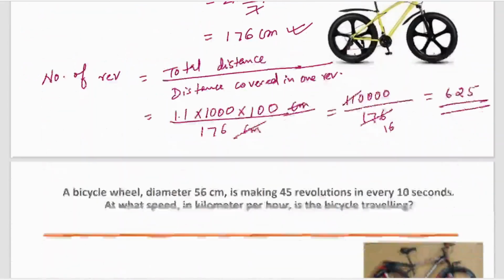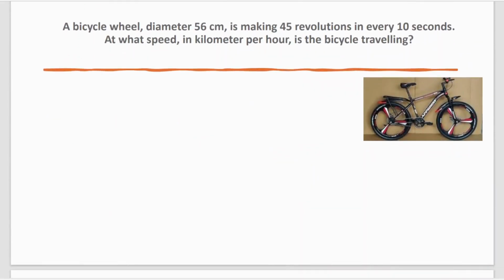Okay, next. A bicycle wheel of diameter 56 centimeter is making 45 revolutions in every 10 seconds. At what speed in kilometer per hour is the bicycle traveling? See, again we have been given the diameter. Diameter equals 2r, and the diameter is given as 56 centimeter. So again we can find r equals 28 centimeter. Now we have got the value of r.